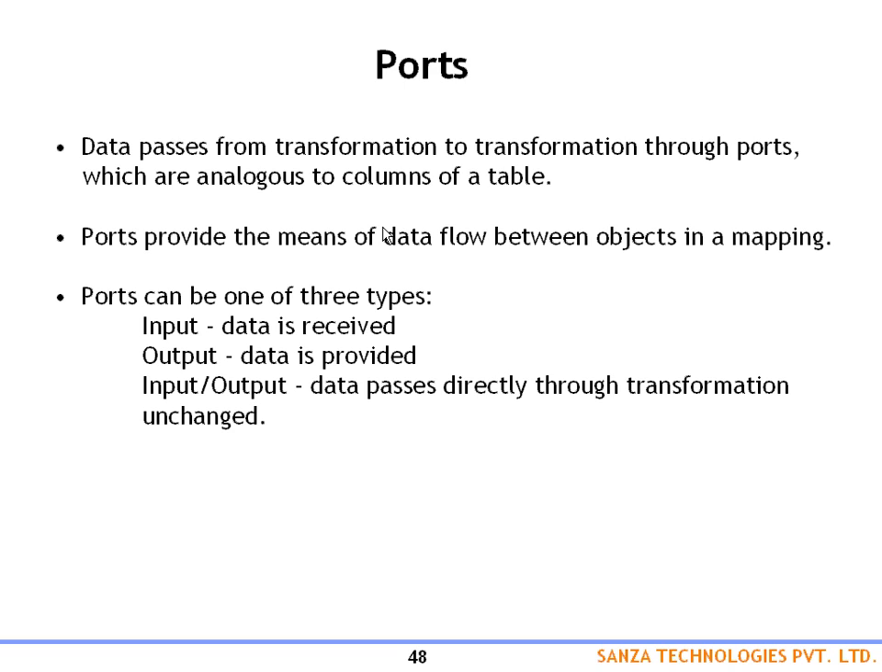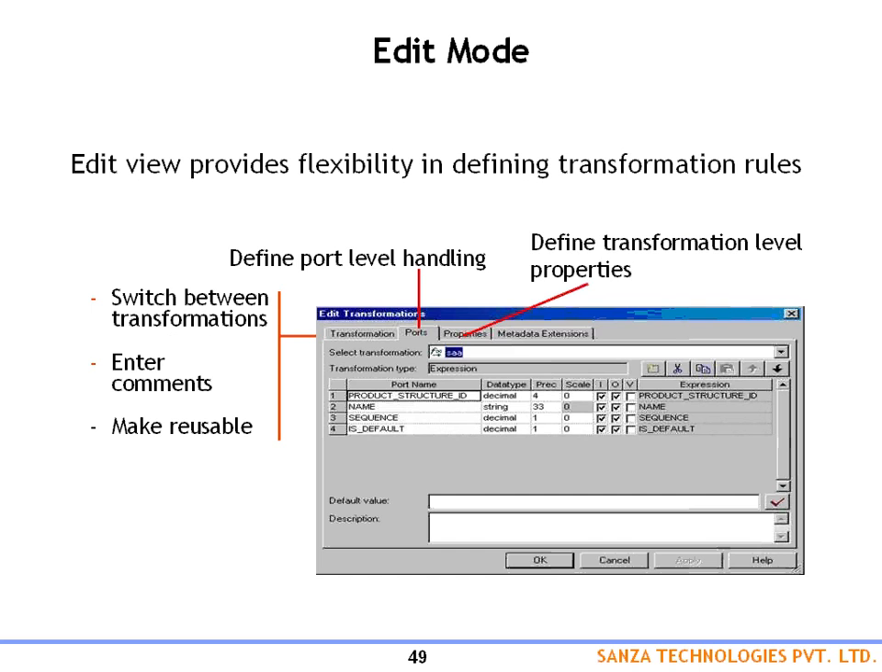If you want to change data, then it is called output port only. So in our example, when you put the transformation in the edit mode, then you have ports and properties. Ports are at the field level. If you want to write any port level handling, field level handling like salary plus commission, you will do it in the port. If you want to write the whole transformation level properties, then it is called the properties tab. Define the transformation level properties, which we will discuss as part of the training as we discuss programs.